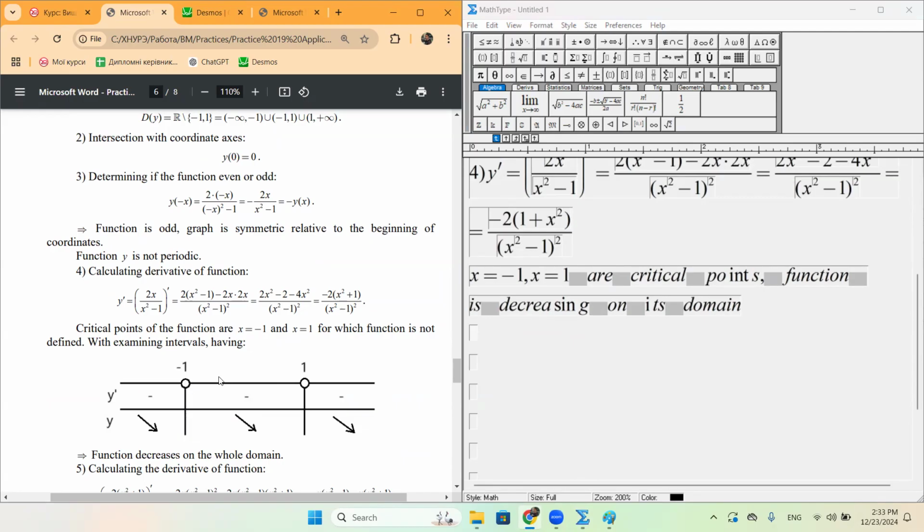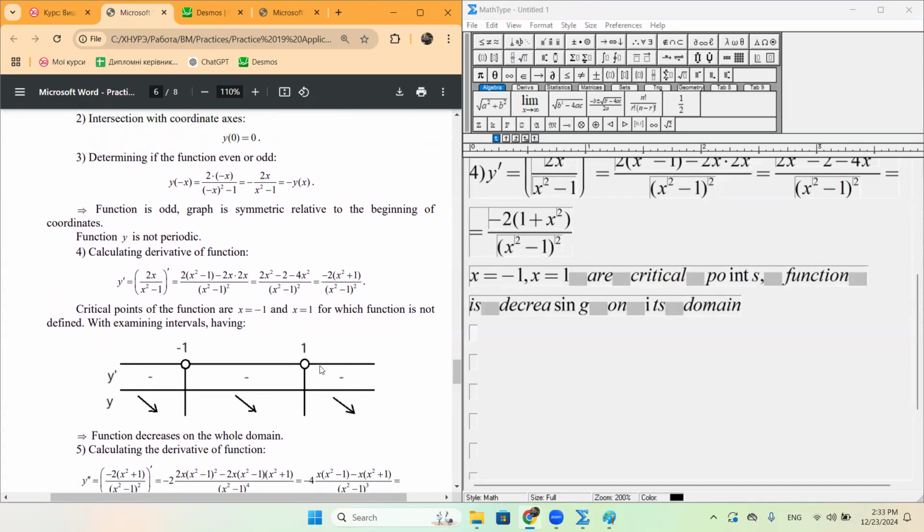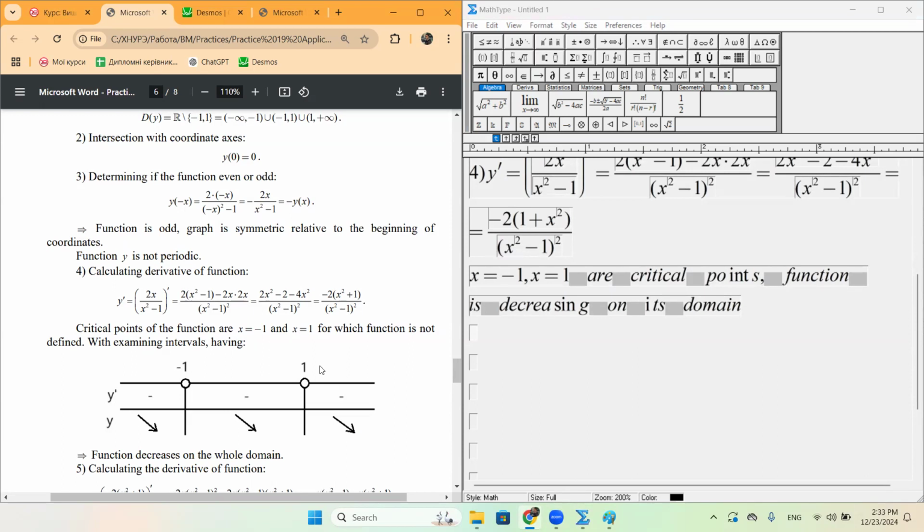It will be a good idea to provide such a scheme for better demonstration, just not to make you confused. So it will be useful. So the function is always decreasing.